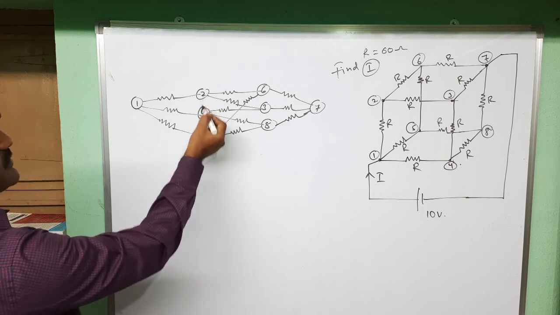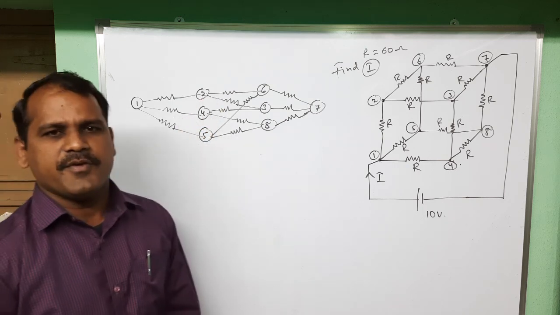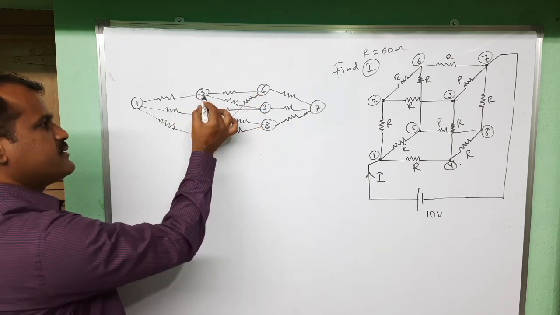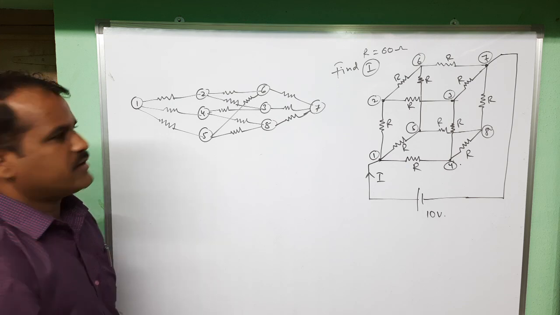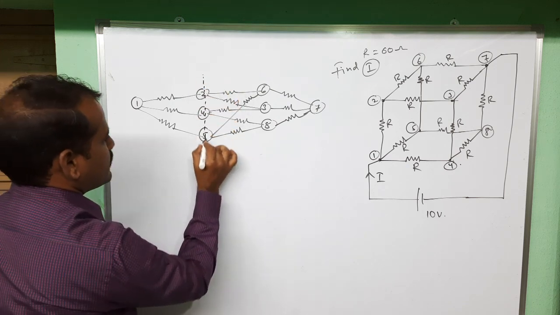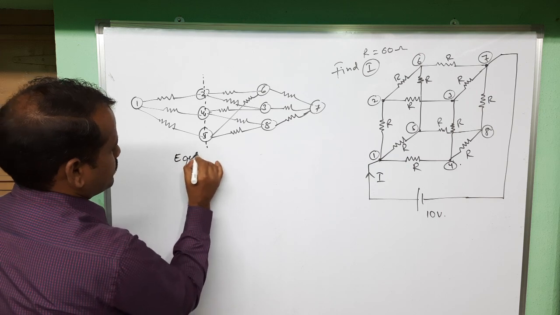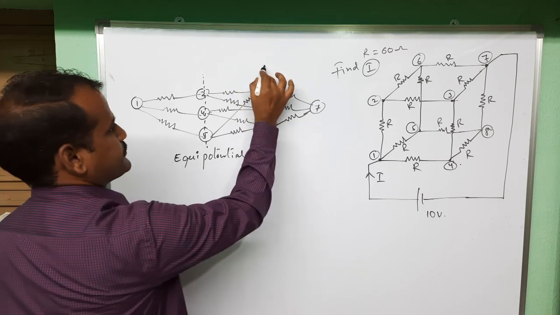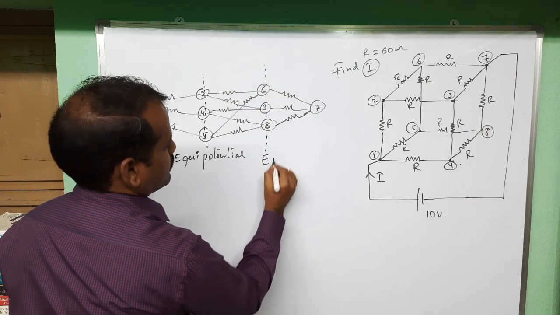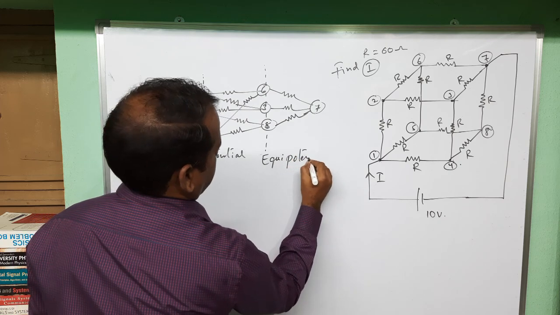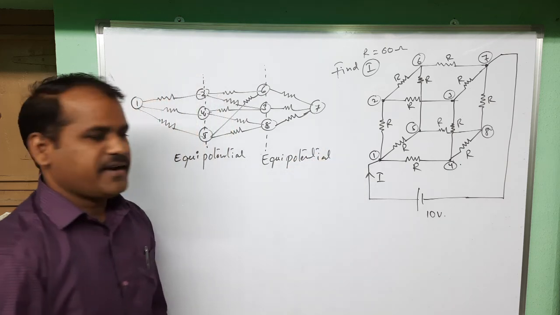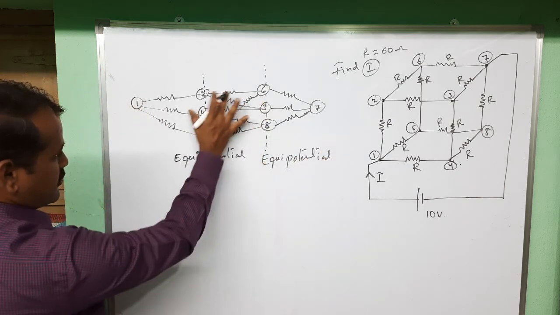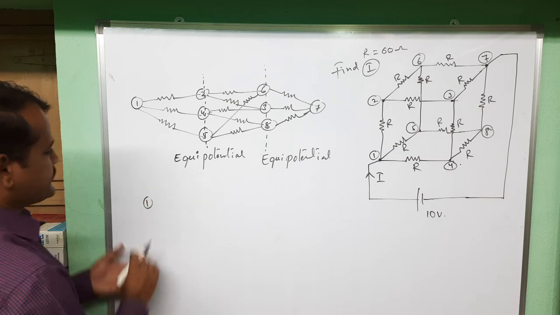Observe, here these 3 points are equipotential points. No doubt, on the left side and right side, these 3 points must be at the same potential. That means these are equipotential points. Similarly, these 3 are also equipotential points. In such circuits, equipotential points can be connected. So the equivalent circuit for this we can write like this.